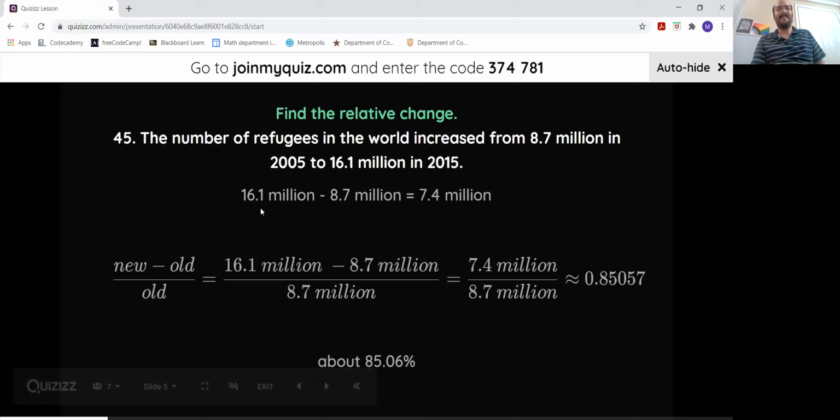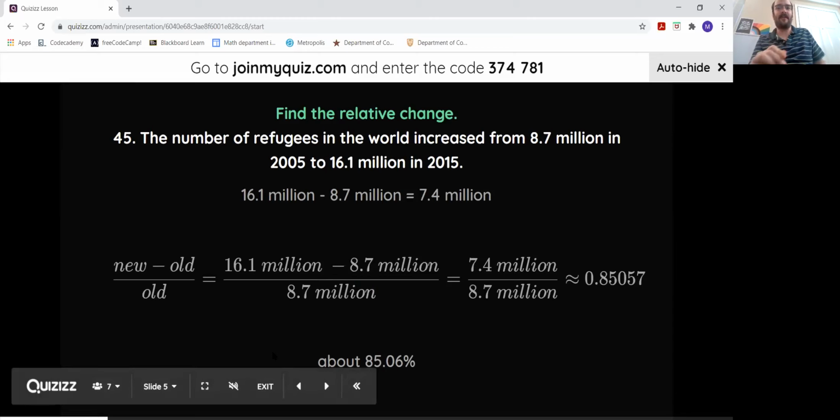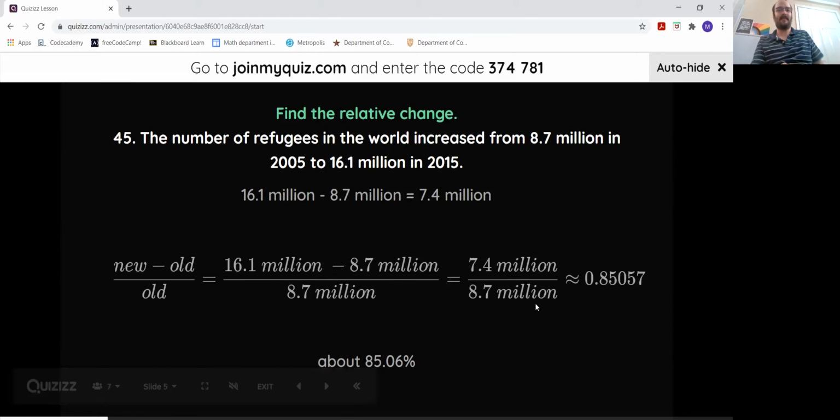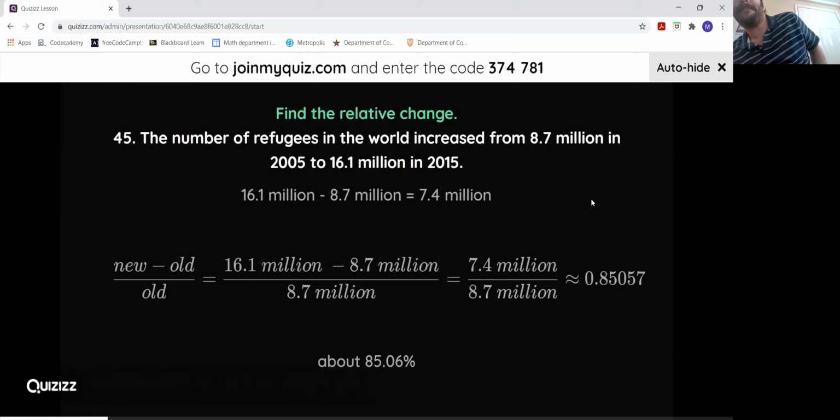Okay, so this is the difference. If we look at the top, that's our absolute change. If you find your absolute change, you can use that information to find your relative change, maybe a little bit quicker. But this is 85, and if we round it out, 0.06%. Questions about this?